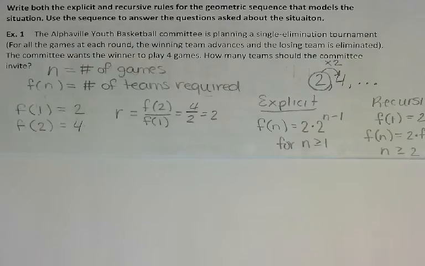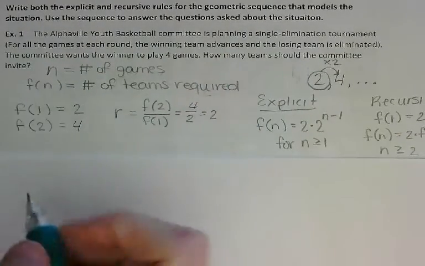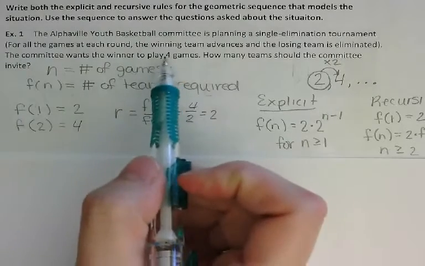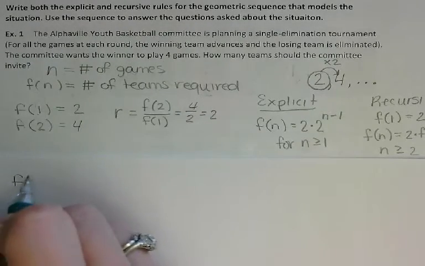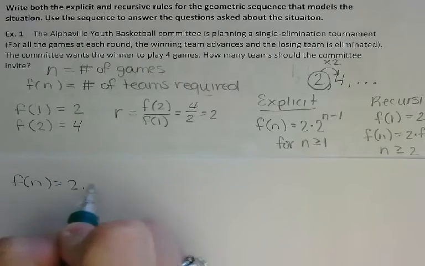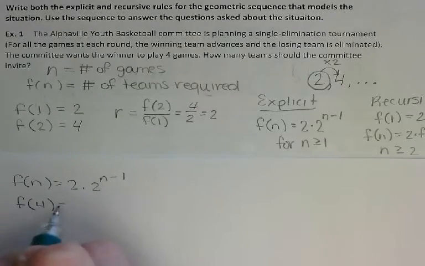Okay, I just realized that I didn't finish answering this question. How many teams should the committee invite? They want to play 4 games. So we're going to use our rule that f of n equals 2 times 2 to the n minus 1, and they want us to play a total of 4 games.